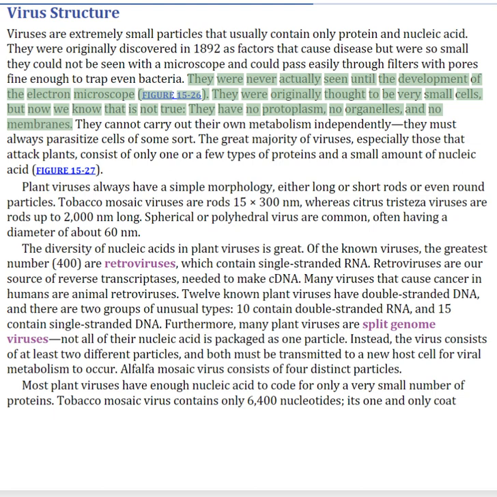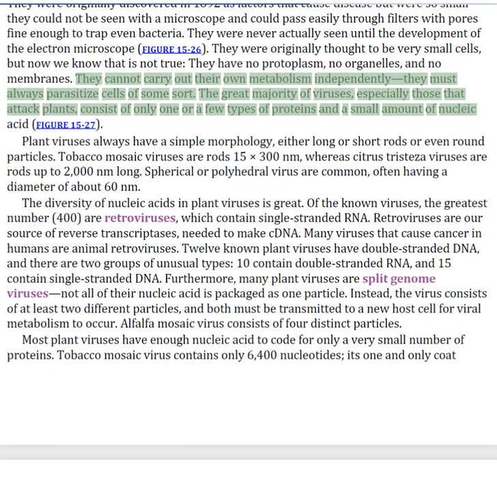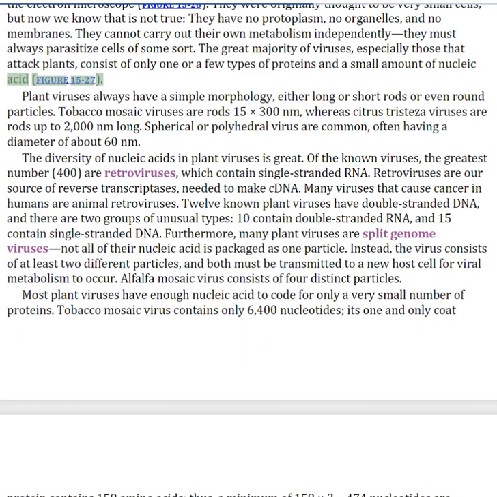They have no protoplasm, no organelles, and no membranes. They cannot carry out their own metabolism independently; they must always parasitize cells of some sort. The great majority of viruses, especially those that attack plants, consist of only one or a few types of proteins and a small amount of nucleic acid.